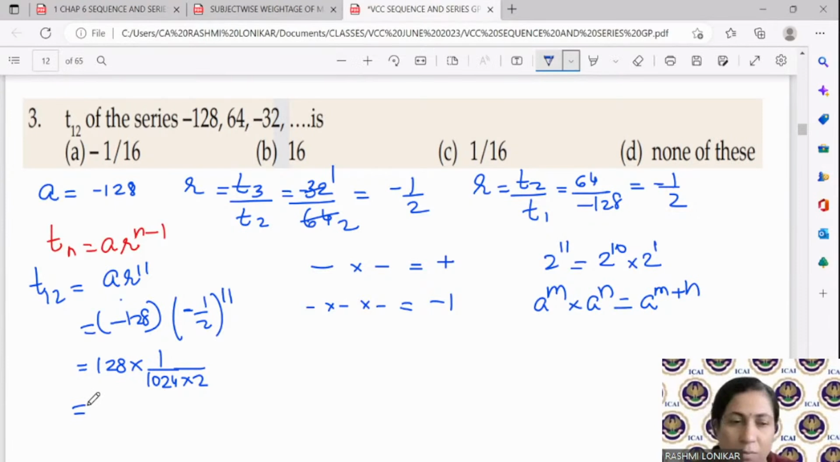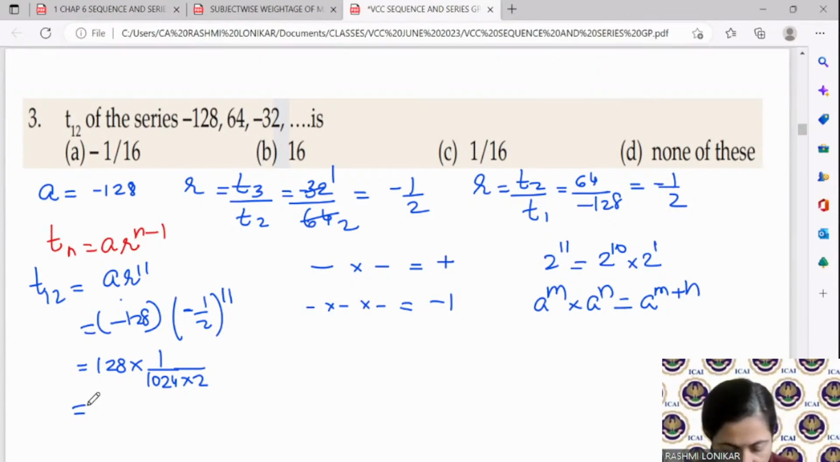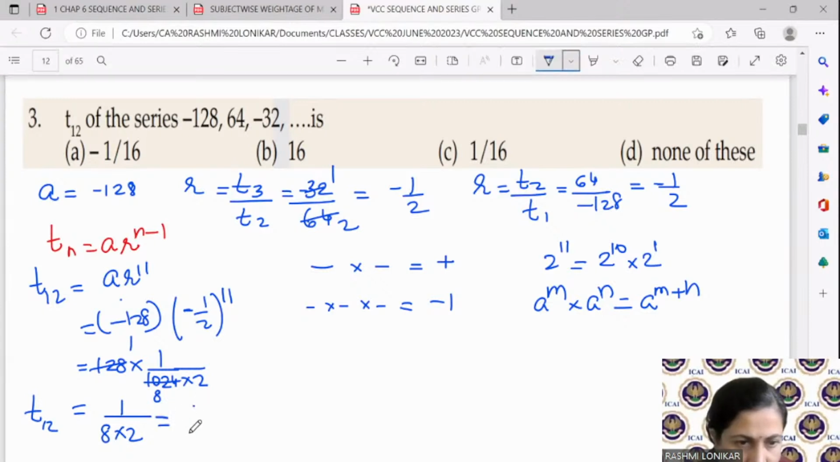Now this is how much? 1024 divided by 128. 128 eights are 1024. So this is 1 upon 8 into 2. So T12 is 1 upon 8 into 2, which is equal to 1 upon 16. So C will be the correct answer.